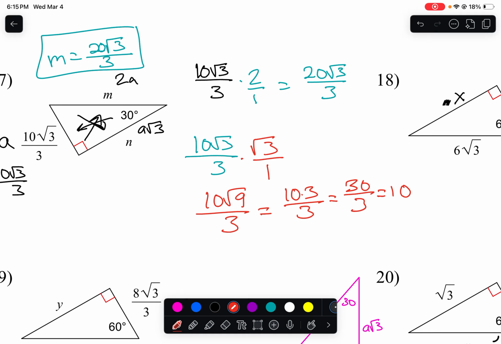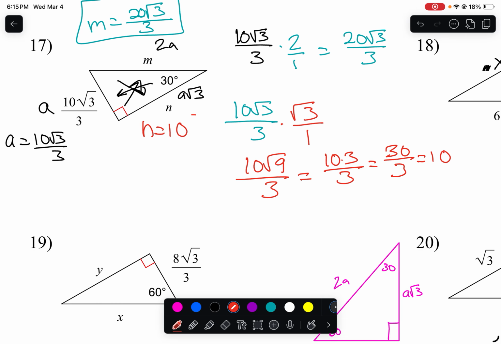You could also, at this point, just cancel out the 3's and see that it's 10. Whatever works for you. But either way, we get that n is equal to 10.